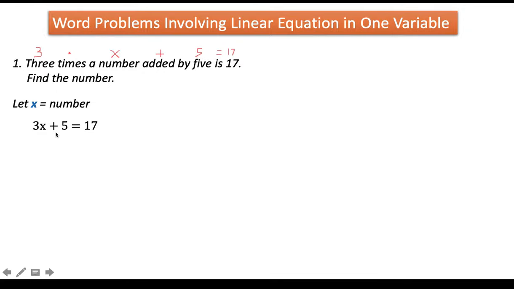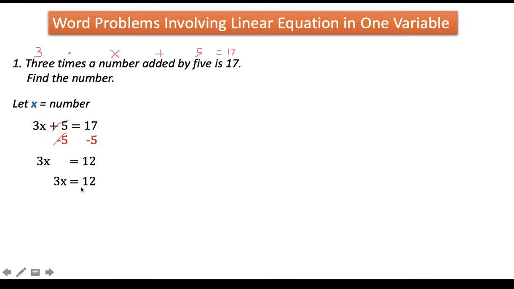Now, to eliminate positive 5, since its opposite is minus 5, we're going to add negative 5, or subtract 5, on each side of the equation. And we just applied the subtraction property of equality. So positive 5 minus 5 is 0. And here on the left side, we are left with 3x. On the right side, we are left with 17 minus 5, which is 12.